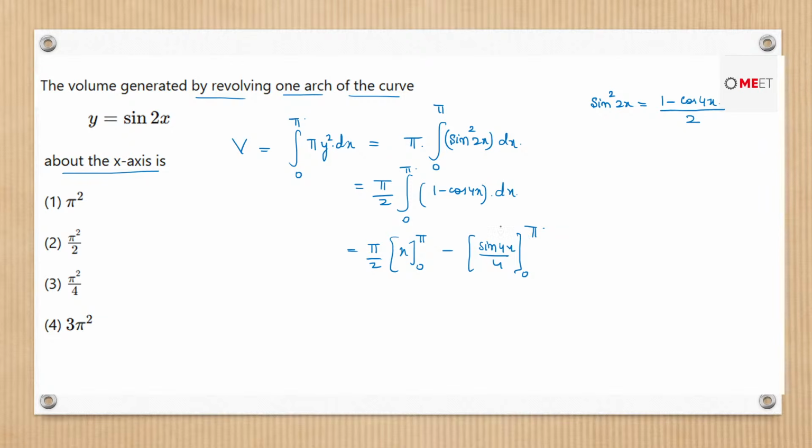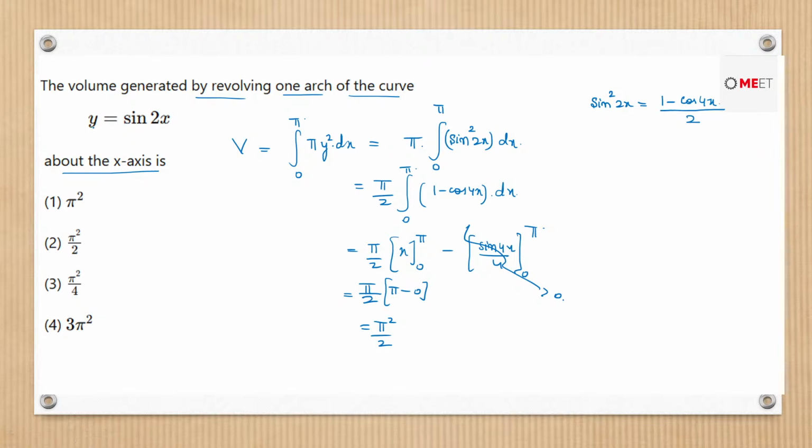So sine pi is 0, that is sine 180, which is 0, and sine 0 is also 0. This will cancel out and it will become 0, and this would be equal to pi by 2 into pi minus 0, which is pi square by 2. So here for this problem, I would like to give you a small trick which would be easy for you to remember.